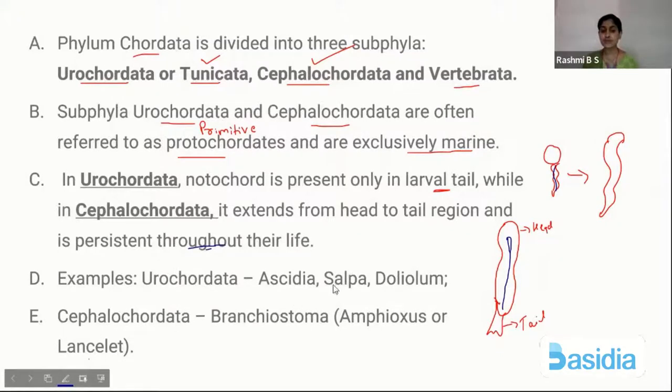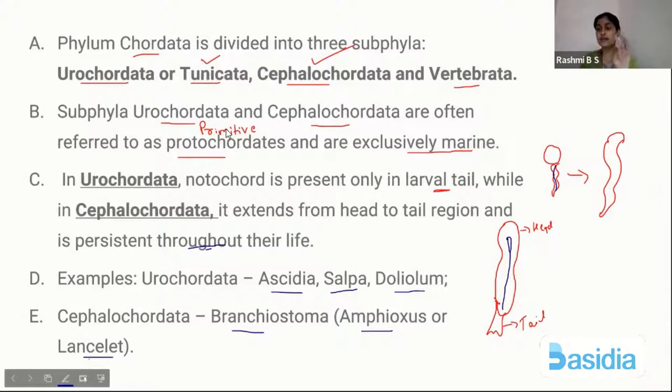The best examples for urochordata are Ascidia, Salpa, Doliolum. Cephalochordata example, Branchiostoma, also called lancelet or amphioxus. Is it clear, children?